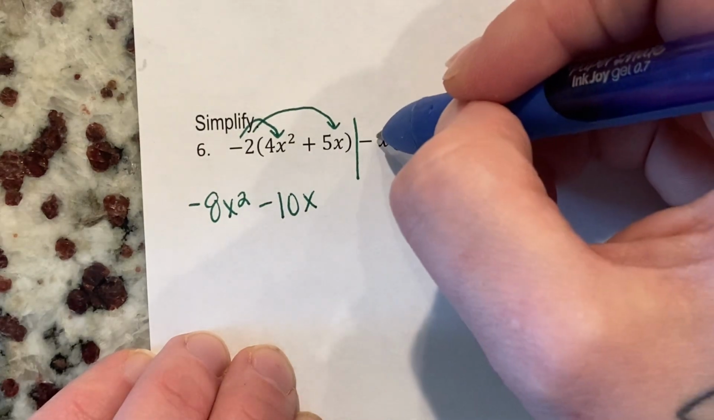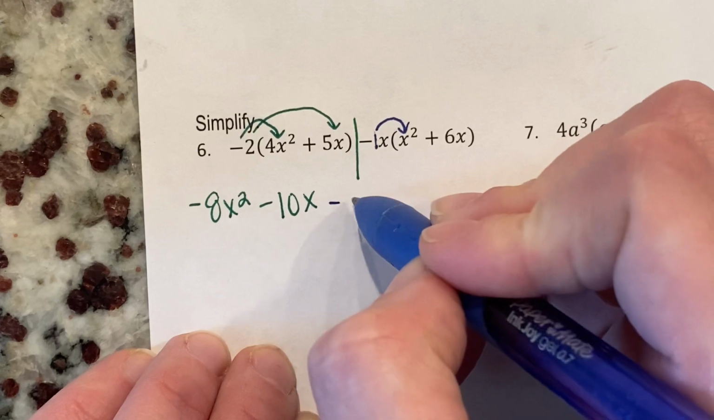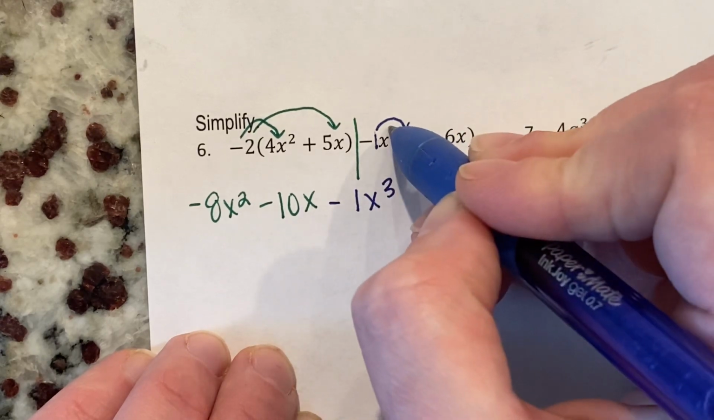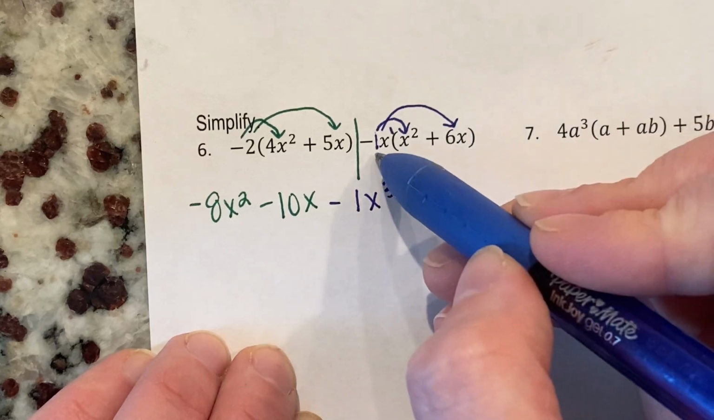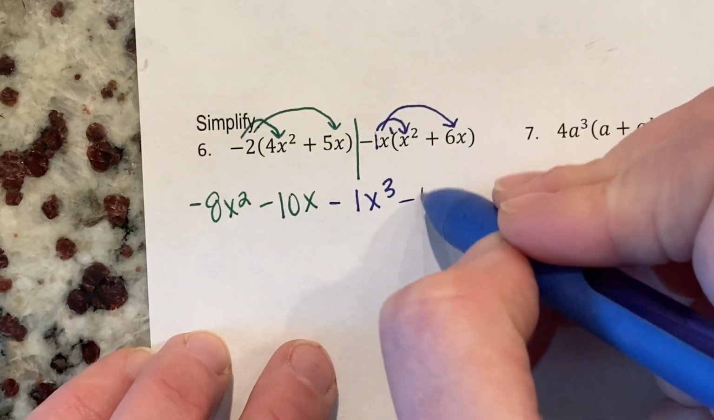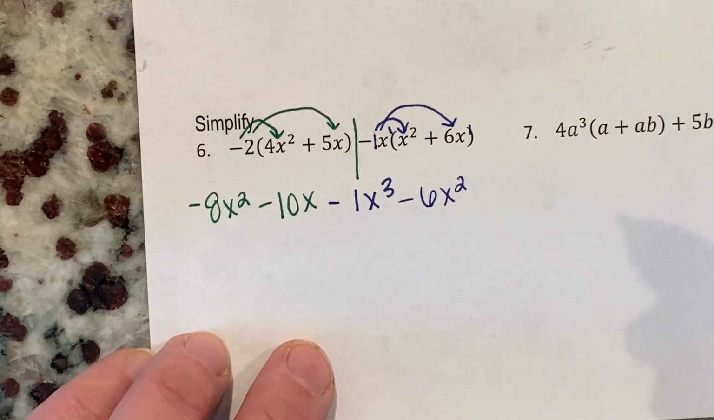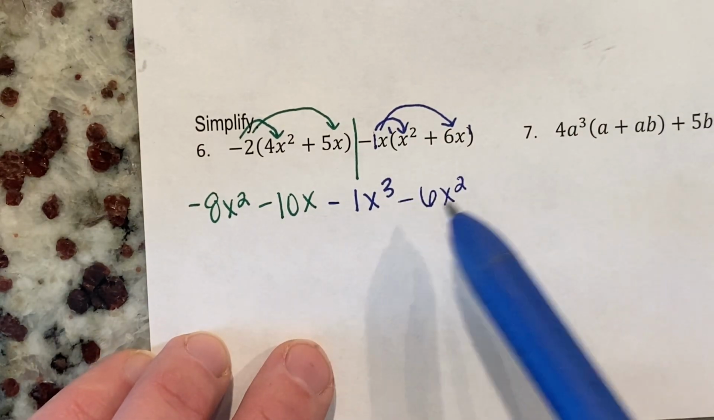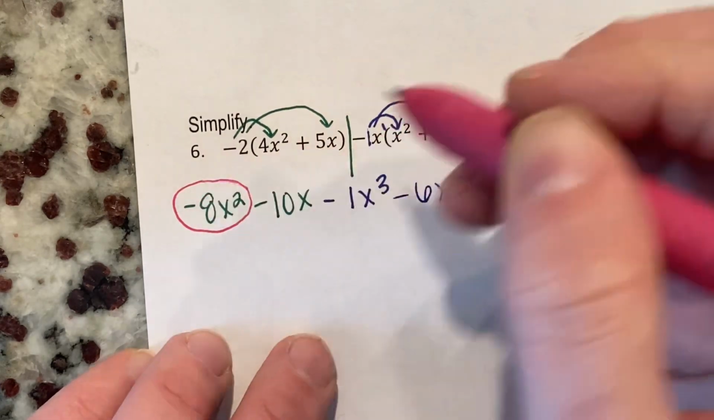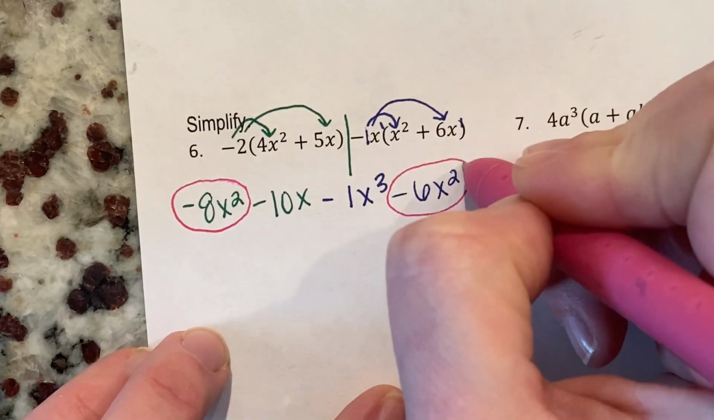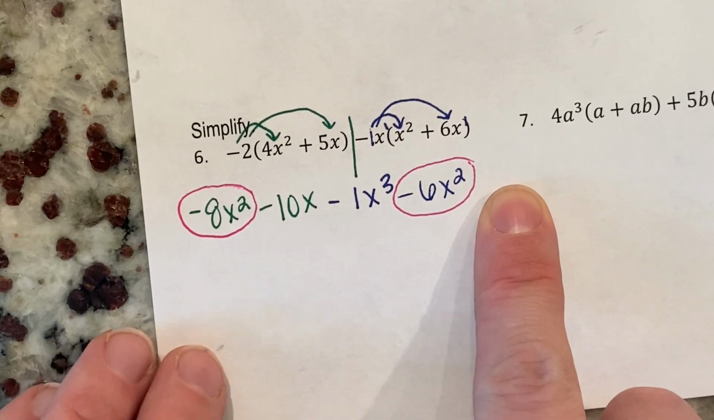Then I'm going to distribute, this is a -1, so -1 times x squared is just -1x to the third, because we're just adding our exponents. -1 times 6x is -6x squared, because we have 1 here and 1 here. Now, is there anything that I can combine? Yes. I have -8x squared here, and I have -6x squared here. Same variable, same exponent, like terms, I can add those together.